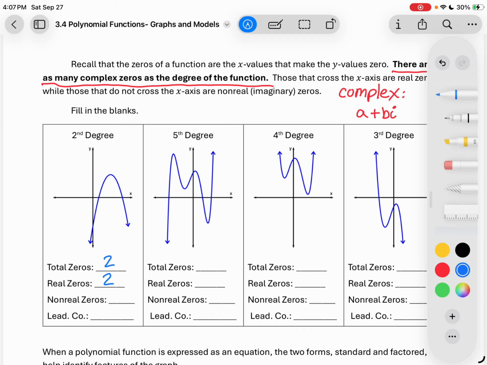Now, if we have a total of 2 zeros, and 2 of them are real, then that's all of them, so therefore there are 0 non-real zeros. And the leading coefficient, if you look at the end behavior here, since it's an even degree and the end behavior is going to negative infinity on both sides, the leading coefficient would have to be negative.